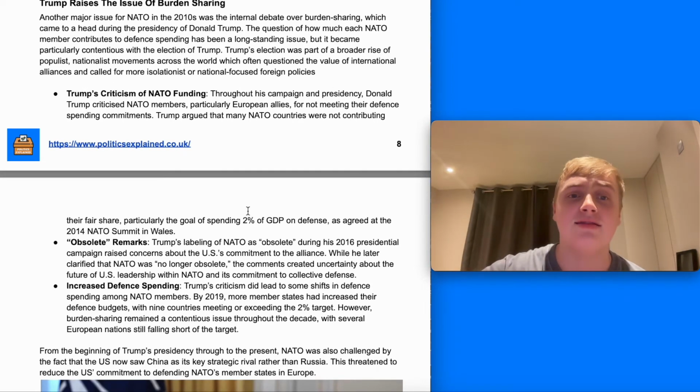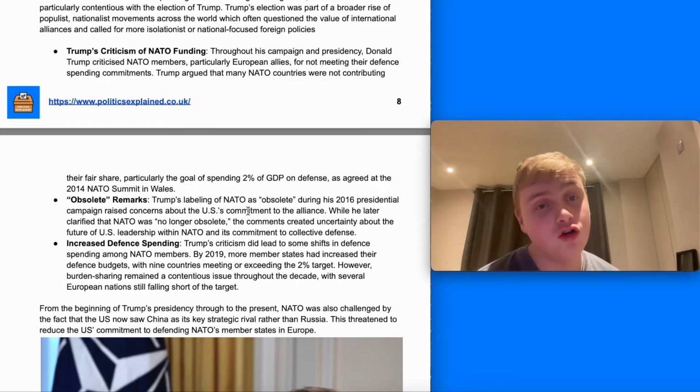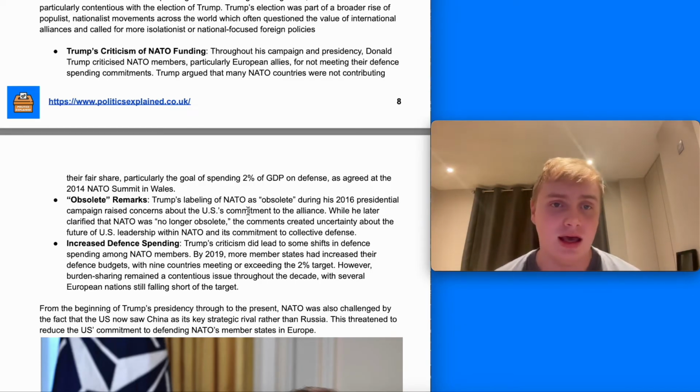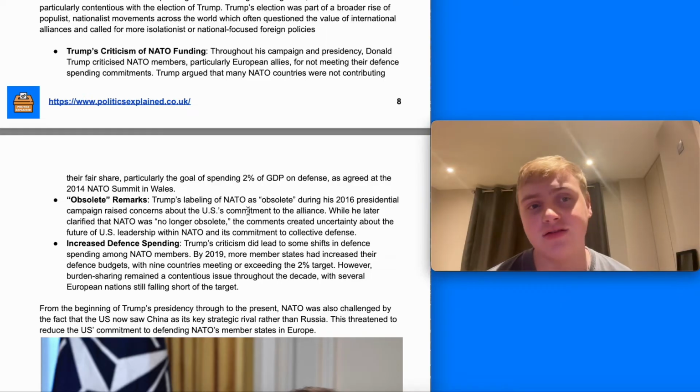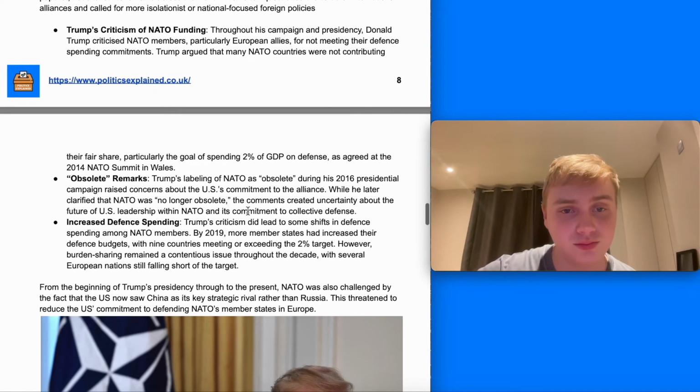So throughout his campaign and his presidency, Trump criticised NATO members, particularly European allies such as France, Germany and the United Kingdom, for not meeting their defence spending commitments. He argued that many NATO countries were not contributing their fair share, particularly as they weren't meeting the goal of spending 2% of GDP on defence, as was agreed at the 2014 NATO summit in Wales.